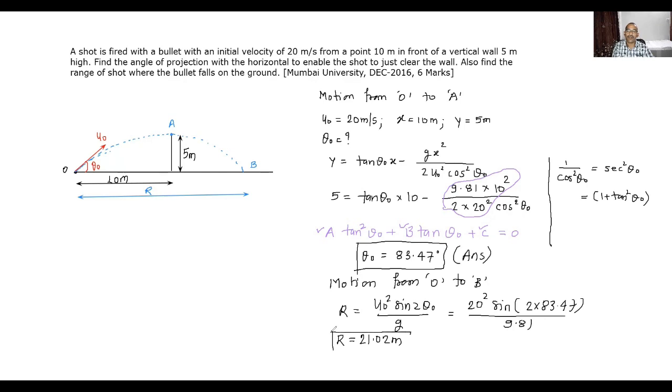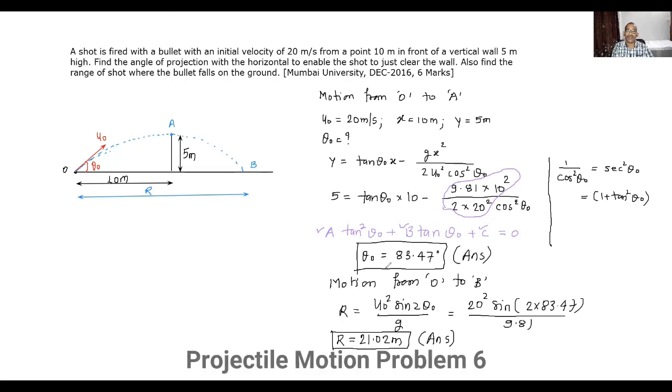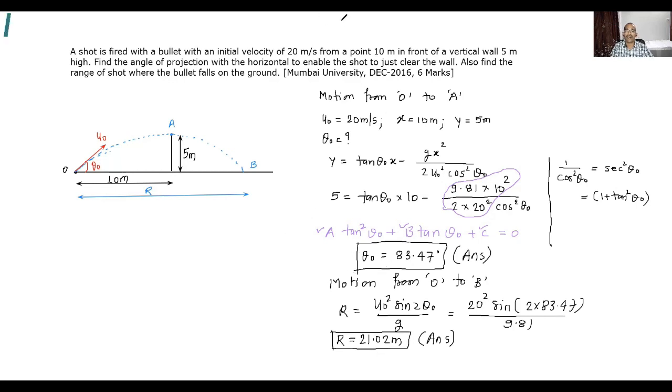The second part you can also solve by applying the equation of path, but as O and B lie on the same horizontal line, put y equal to 0 and the theta 0 you have calculated. The range R is the only unknown term, all other terms are known, so the solution is easily possible.